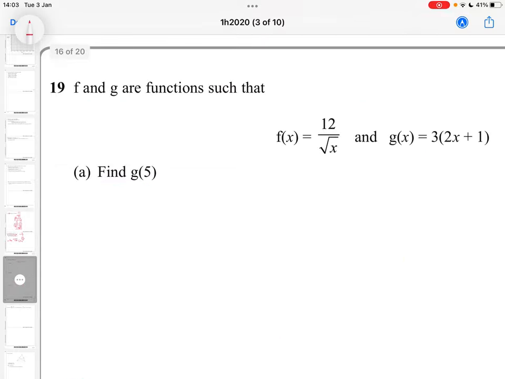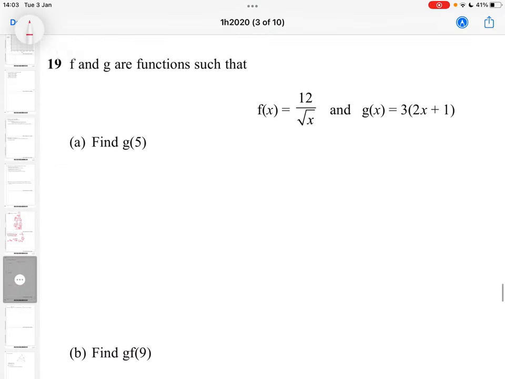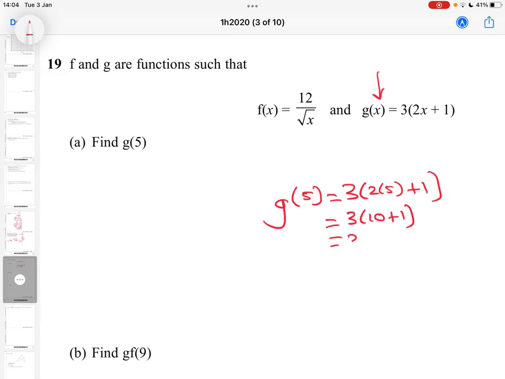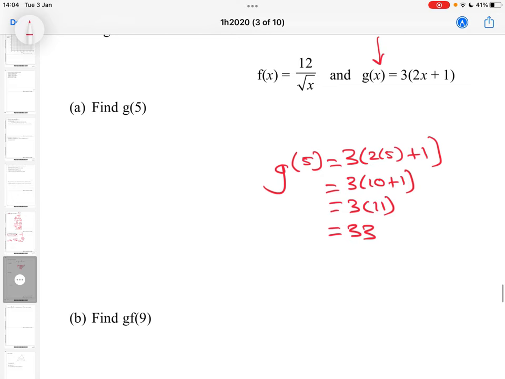Right, the next one, we have some function questions. We have the function of F and the function of G. The first question wants me to put 5 in the function of G. So I'm going to have G, and inside I'm going to have 5. That means I'm going to have to replace the X with 5. So we're going to have 2 times 5, which is 10, plus 1, which is 11. So my answer is 33. That's the first question.